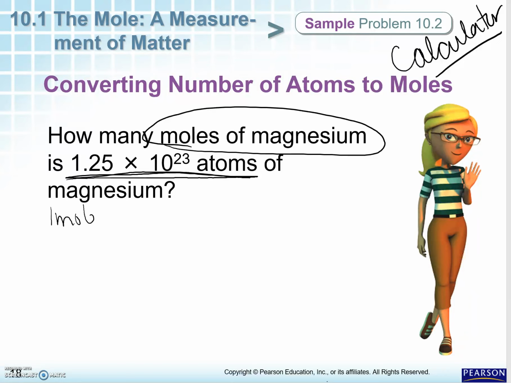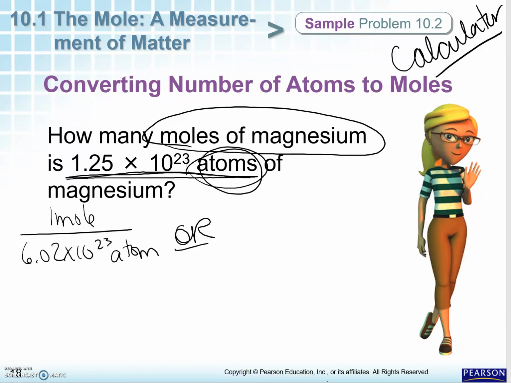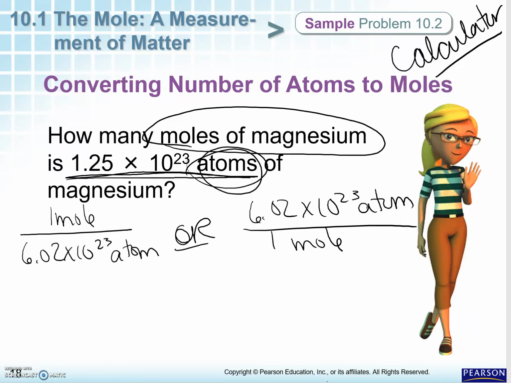So we know that 1 mole is equal to 6.02 times 10 to the 23rd. And for this one, see how it says the word atoms? So we're going to write the word atoms down here. Our other option for our conversion unit is to write 6.02 times 10 to the 23rd atoms over 1 mole. Now we're going to start with what we are given. We are given 1.25 times 10 to the 23rd atoms over 1.